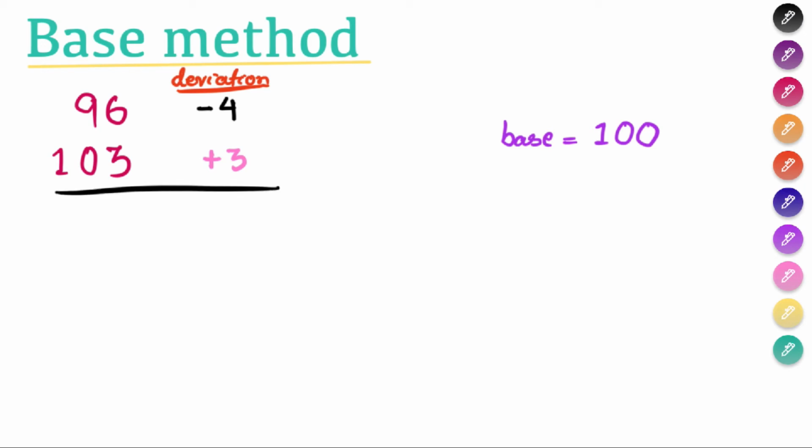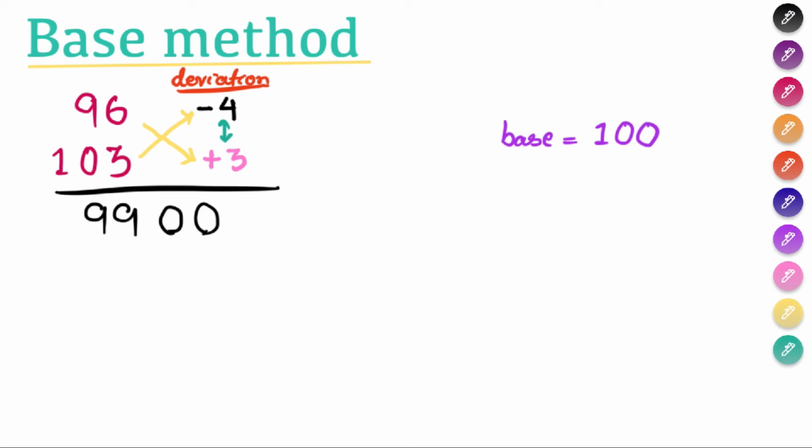Now what we do, the same thing, we can either do 96 plus 3 or we can do 103 minus 4. Both give us the same result. So we'll simply write that number. And the number that we get is 96 plus 3 is 99. Then we multiply it with the base. So we simply add 2 zeros. That was step 1. Then the next step is we multiply the deviations.